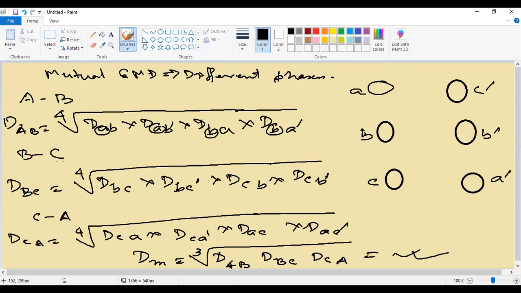Any doubt on this? Sir, what is the significance of this? Yes, this is the significance. See, there are many distances. When we are actually talking about, let us say we have to calculate the inductance of any line.